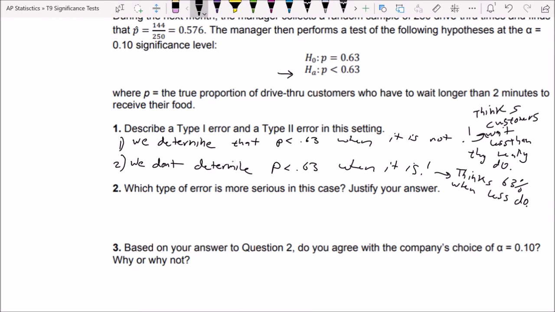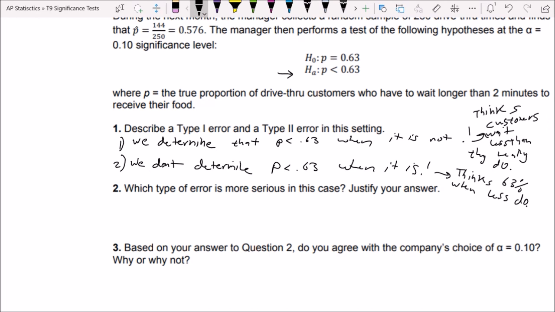Which one would be worse for the manager? If the manager thinks that customers aren't waiting that long, but actually they're waiting a long time, or if the manager thinks that 63% of customers wait 2 minutes, but actually not as many do. In order to understand this, think about what the manager's next moves might be based on those pieces of information. If we commit a type 1 error, and the manager thinks a smaller percentage wait than before, then the manager is going to think, okay, I'm doing a great job, and things have gotten way better, and this is awesome. We're doing a great job at our drive-thru restaurant, even though the customers are sitting there waiting. So that's not a good situation.